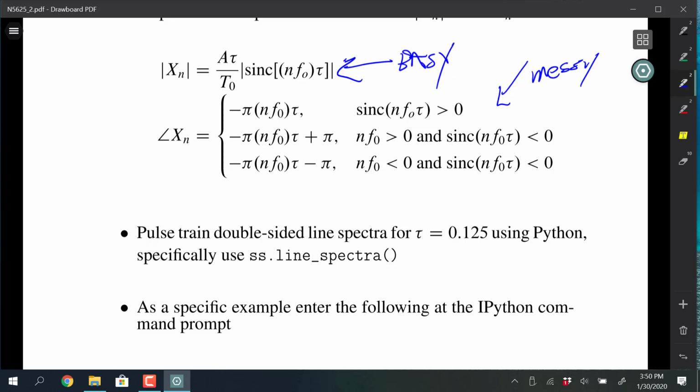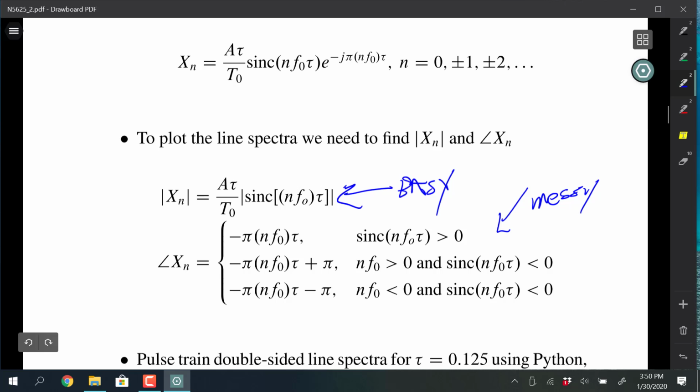I don't really, for this class, I don't want you to be worried about plotting the phase because it is messy. It's got a tedious nature to it because what makes it so tedious is the fact that the phase is that argument. So that's part 1 of the phase. But then this changes sign.